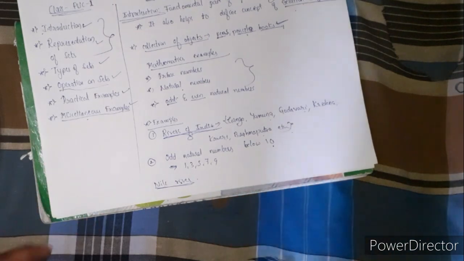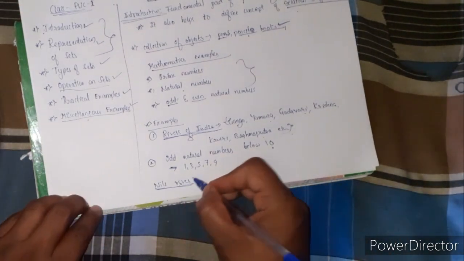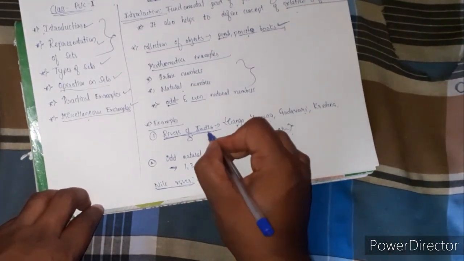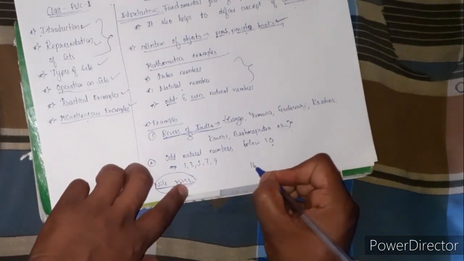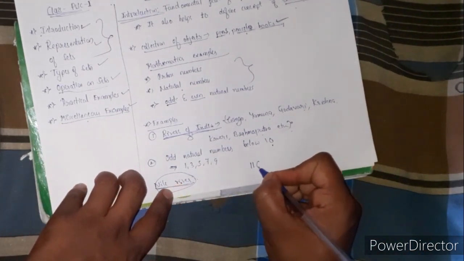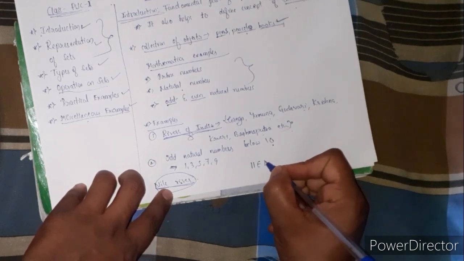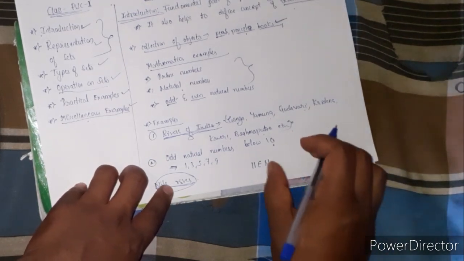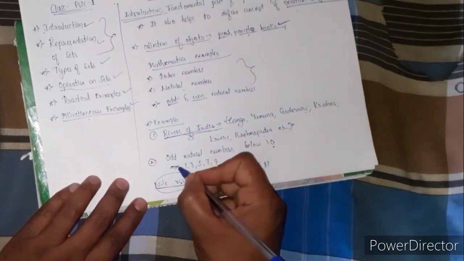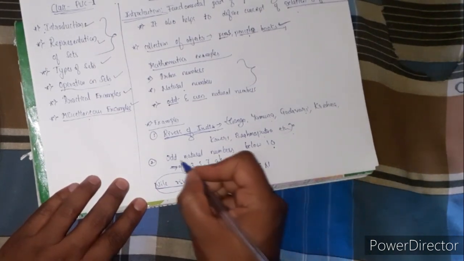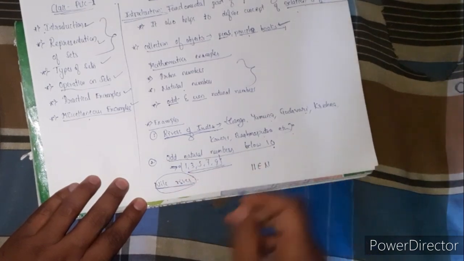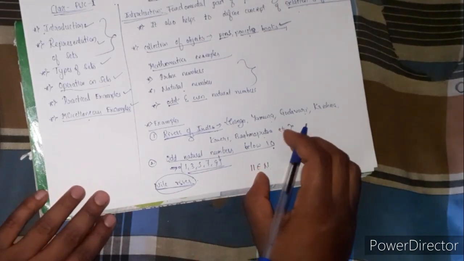That is why this doesn't belong to the set of rivers of India. Similarly, if I consider 11, the odd number, it belongs to natural numbers, but it is not a part of the odd natural numbers below 10.